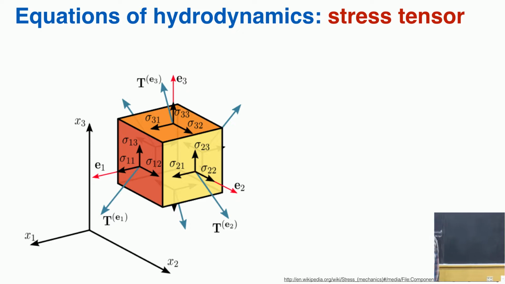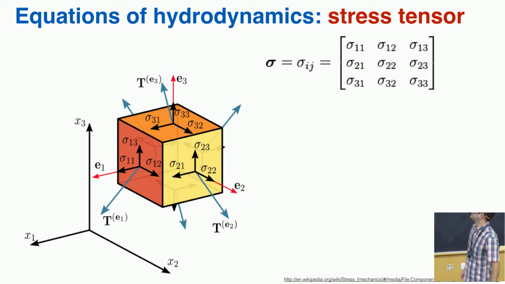And you need to do the same for the other sides of this fluid element. And that's how you define the stress tensor: all the different forces acting in different directions on the different sides of the fluid element. The stress tensor has units of energy density, in other words, pressure. It is really some kind of generalization of the concept of pressure.